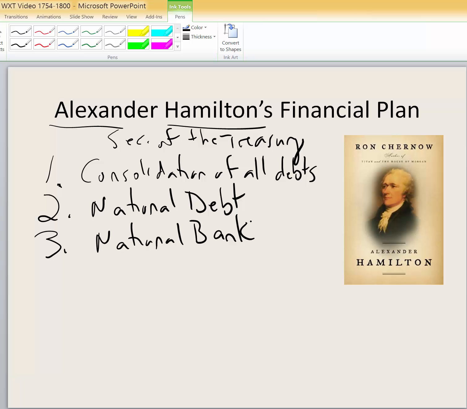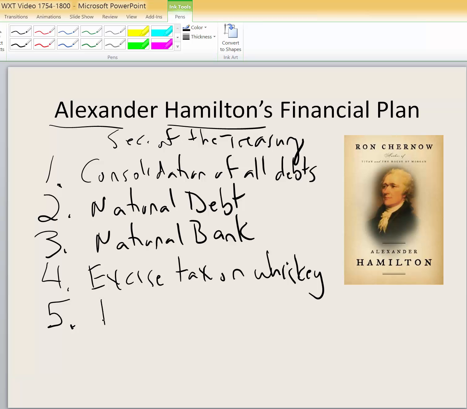Now, here's why this man is so brilliant. He has now consolidated a debt and now is going to pay that debt off. And how will he raise money? With an excise tax on whiskey, which will also bring up some controversy. But he believed that an excise tax, a tax on this item, would contribute to us paying off this one national debt. And finally, he believes in a protective tariff.